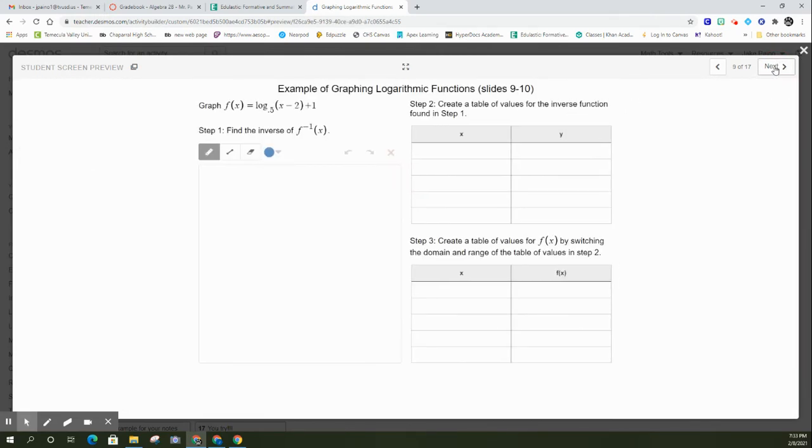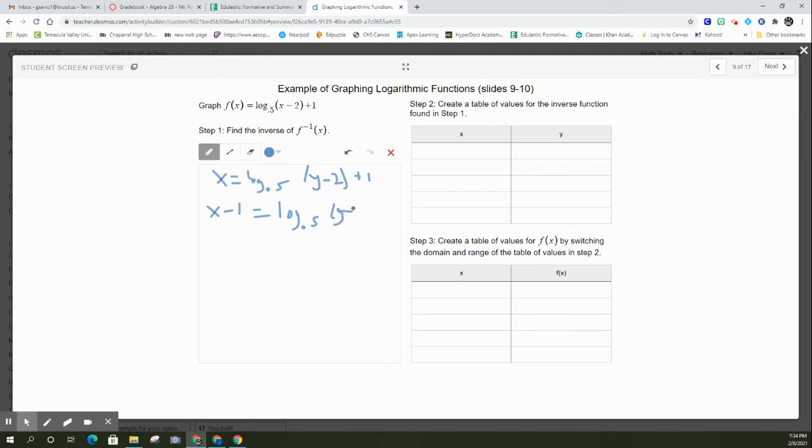Example. If I ask you to graph log base 1/2 of x minus 2 plus 1, step 1 is we want to find the inverse of this. So let's do that right here. We're going to switch x and y. So x equals log base 1/2 of y minus 2 plus 1. So I'm going to subtract 1. x minus 1 equals log base 0.5 of y minus 2.